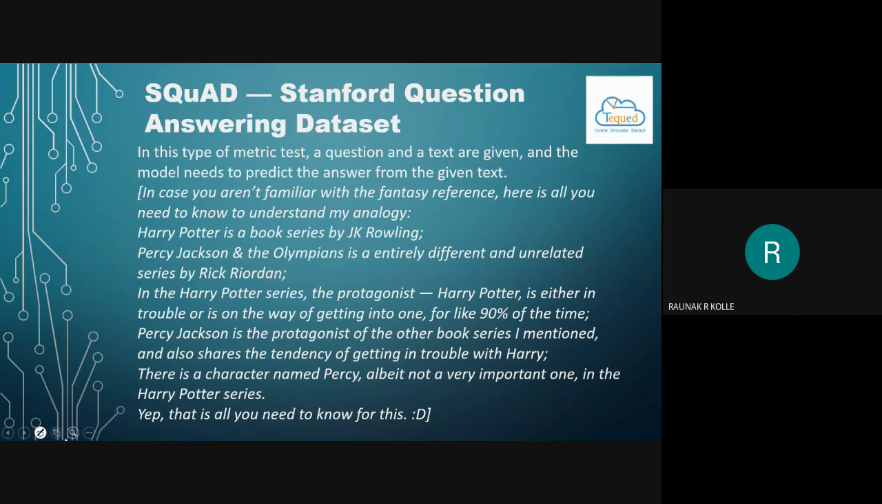Percy Jackson is the protagonist of the other book series which I mentioned earlier, and this also shares a similar tendency of getting into trouble, just like Harry Potter. There's a character named Percy, which is not very important right now, or is non-existent in the Harry Potter series. That's all that's required for now.